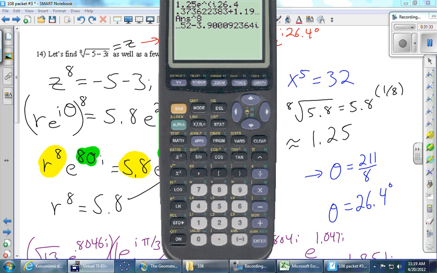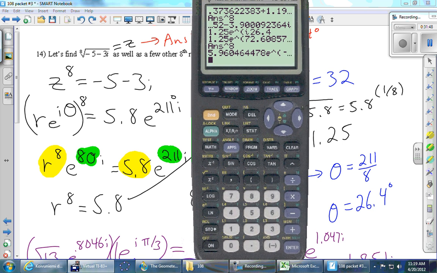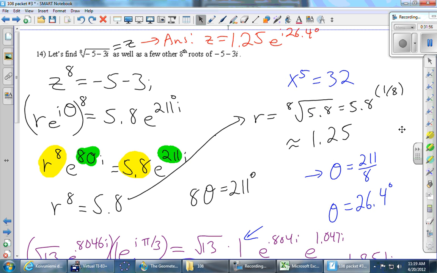Yeah, maybe that's it. It could just be that's it. If I raise it to the 8th power, 5.9. I see my 5.9 is like 5.8. It's significant rounding, but we could do better if we stored numbers in the calculator. I'm just sort of after this general process here.